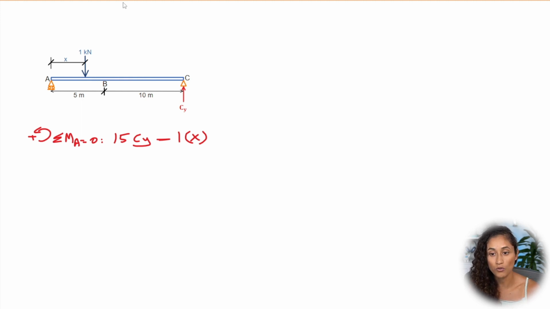Now, let's solve for CY. So we're going to equal this equation to 0. And now what we're going to do is take this term to the other side, so it becomes positive. So 1 times x is just going to be x, so we're going to have x, and then we're going to divide it by 15. So this here is going to be our reaction at C.